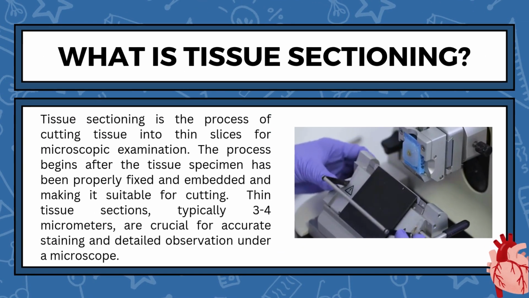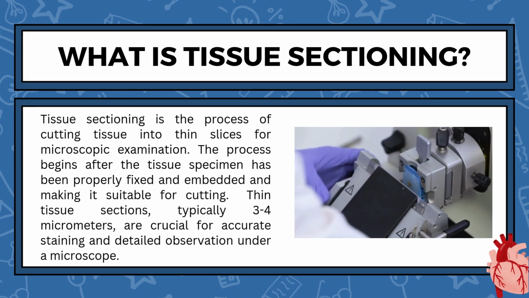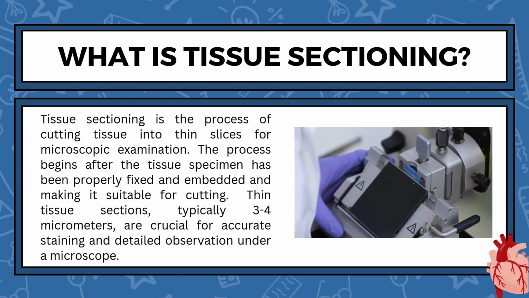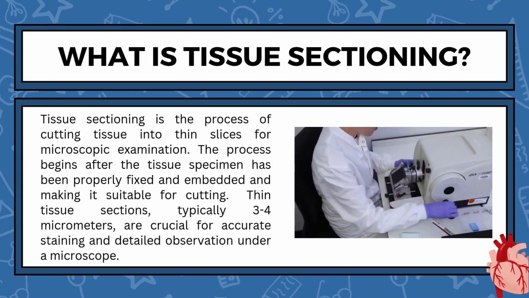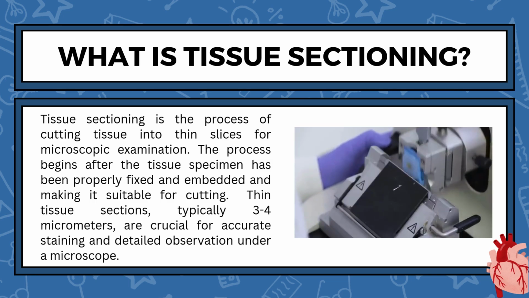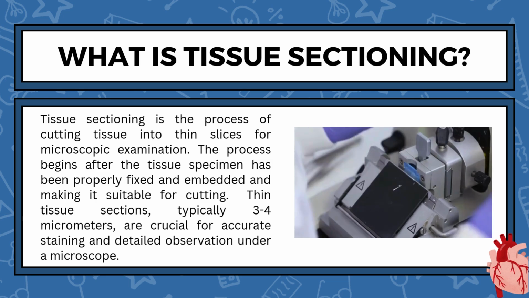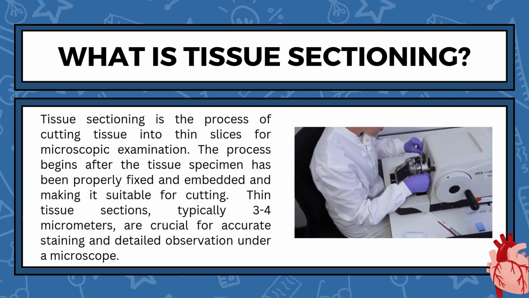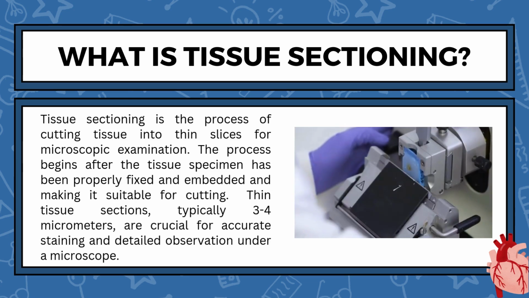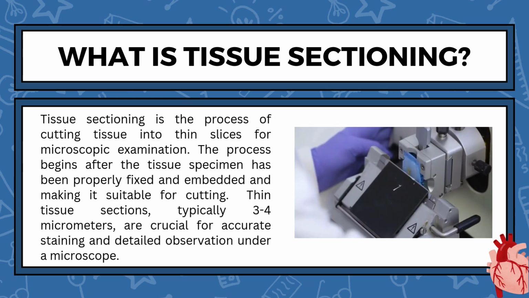What is tissue sectioning? Tissue sectioning is a critical step in histopathology. Tissue sectioning is the process of cutting tissues into thin slices for microscopic examination. The process begins after the tissue specimen has been properly fixed and embedded, making it suitable for cutting. These tissue sections, typically 3 to 4 micrometers, are crucial for accurate staining and detailed observation under a microscope.